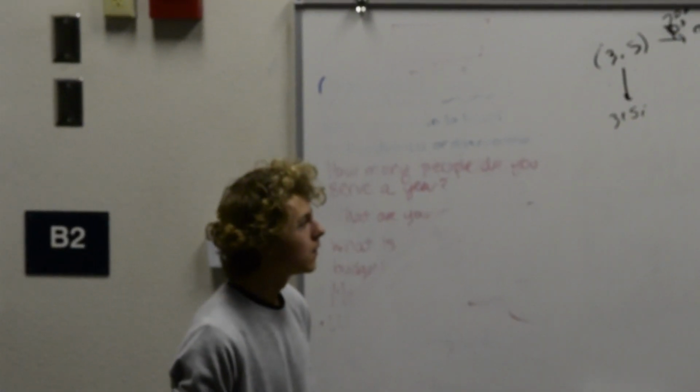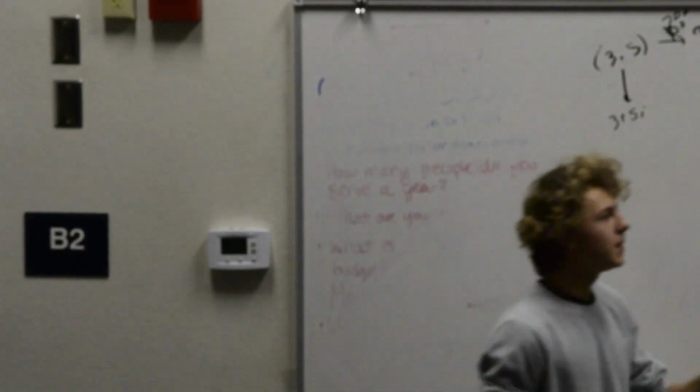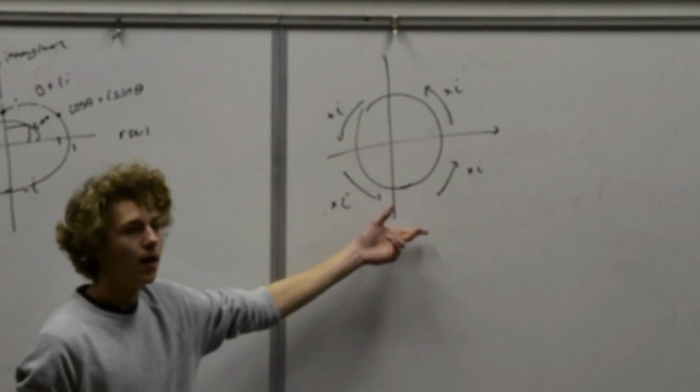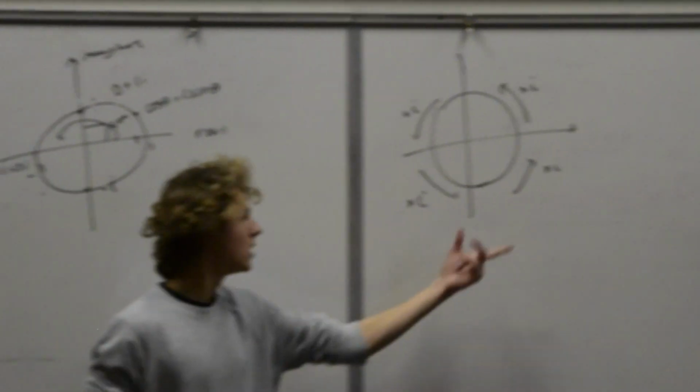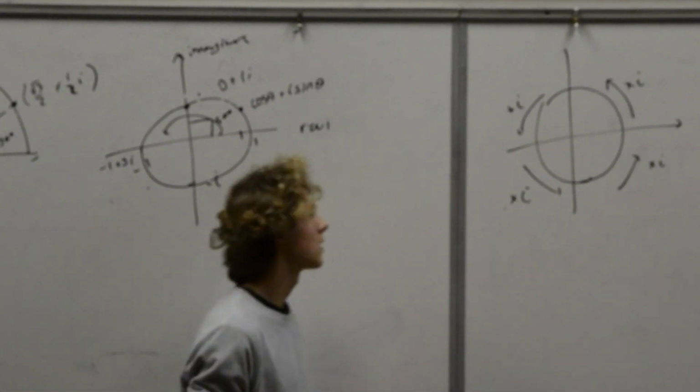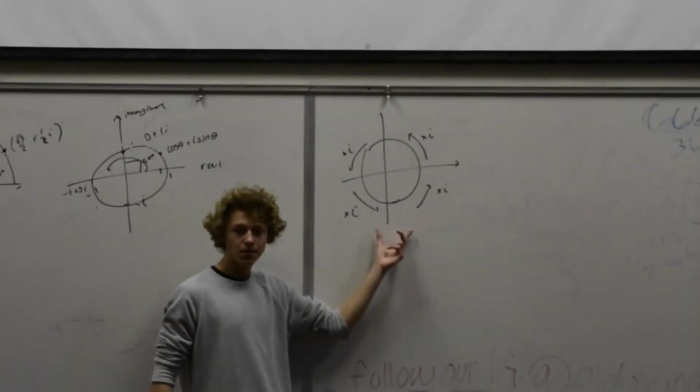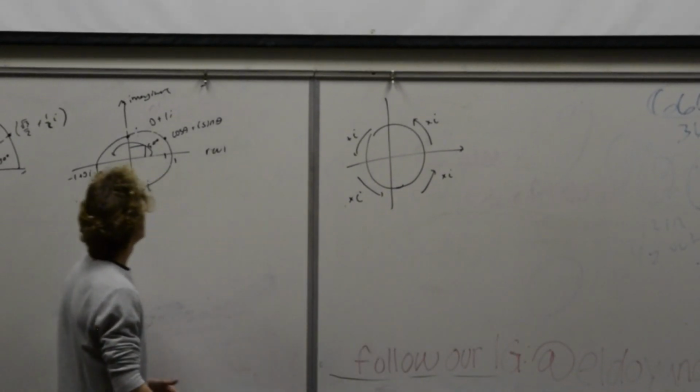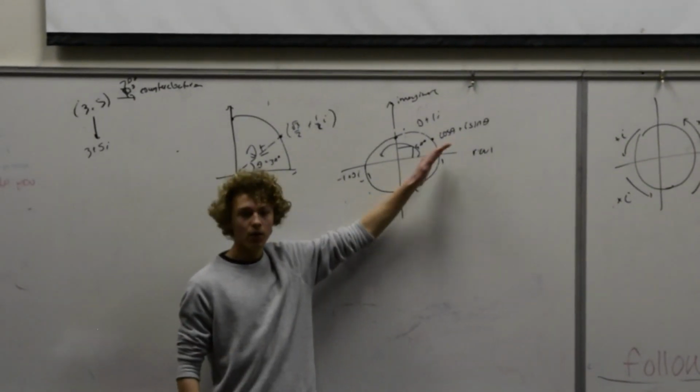Because the i gives the 90-degree rotation, just by multiplication by i, but it's the concept that you're multiplying by some complex number, and you can extend that to any angle, not just 90 degrees.